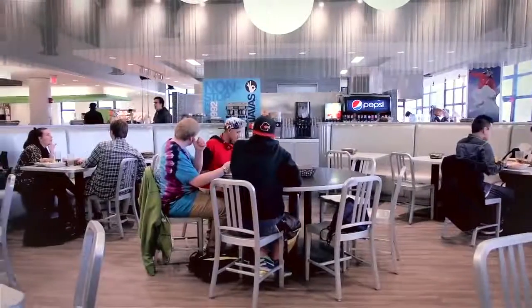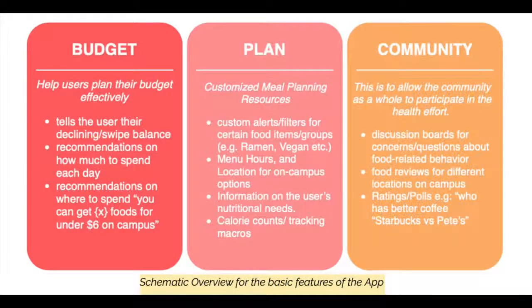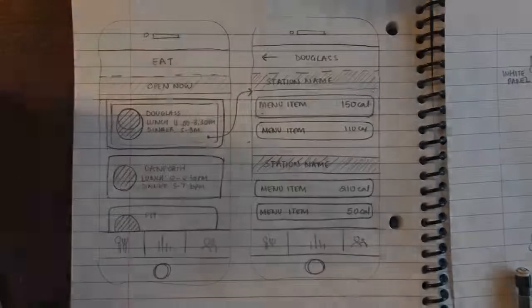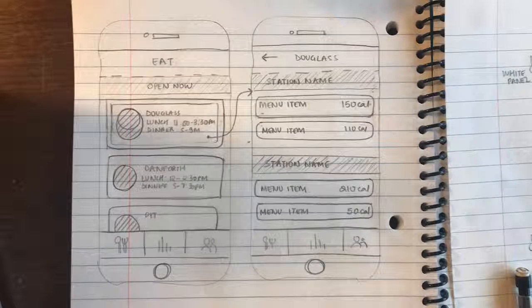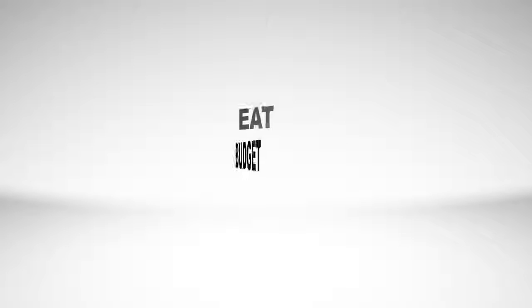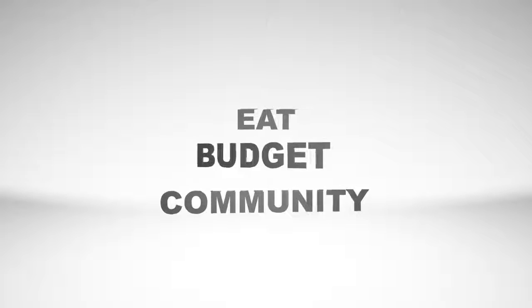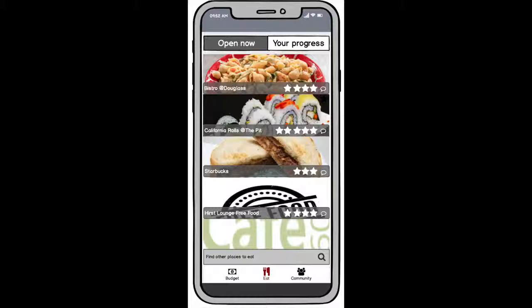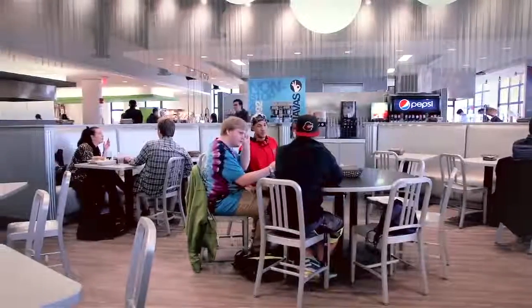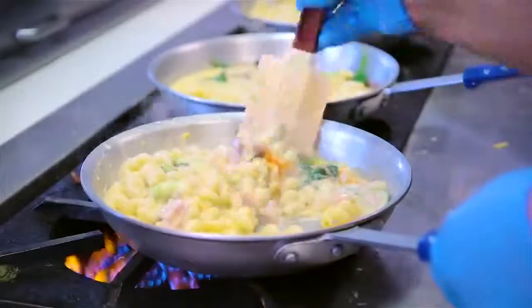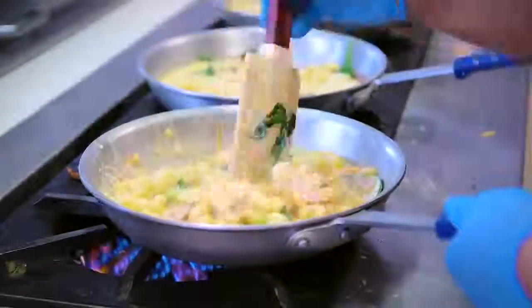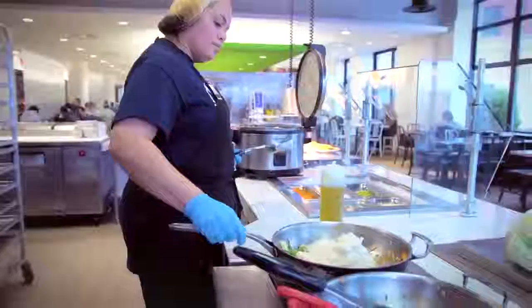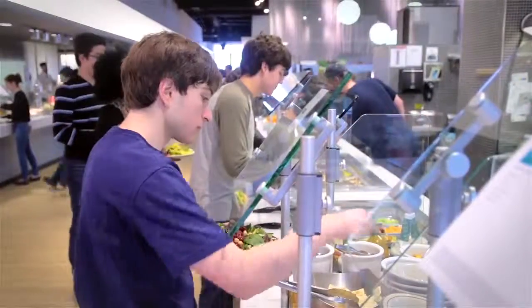To start off, we created a list of all the features we thought our app should have. And then we created a paper prototype trying to organize them in different ways. Eventually, we settled on 3 sections: Eat, Budget, and Community. And then we transferred those ideas to our balsamic prototype. This was an important step because a key feature of our app is the data that we're presenting to students, and we needed to figure out the best way to make sure that they get what they need.